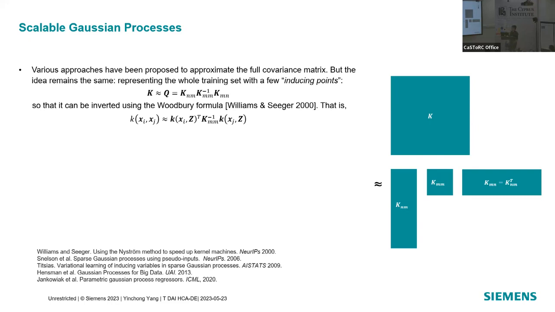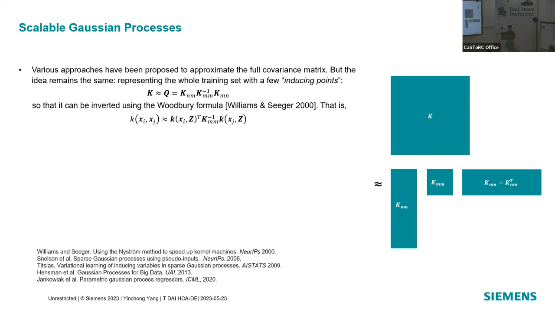If I can decompose this full covariance matrix as the product of K_nm times K_mm inverse times K_mn, and K_mn is actually the transpose of the first matrix, then we don't ever have to invert the entire matrix K ever again. The only thing that has to be invertible and should be inverted is this smaller matrix K_mm.